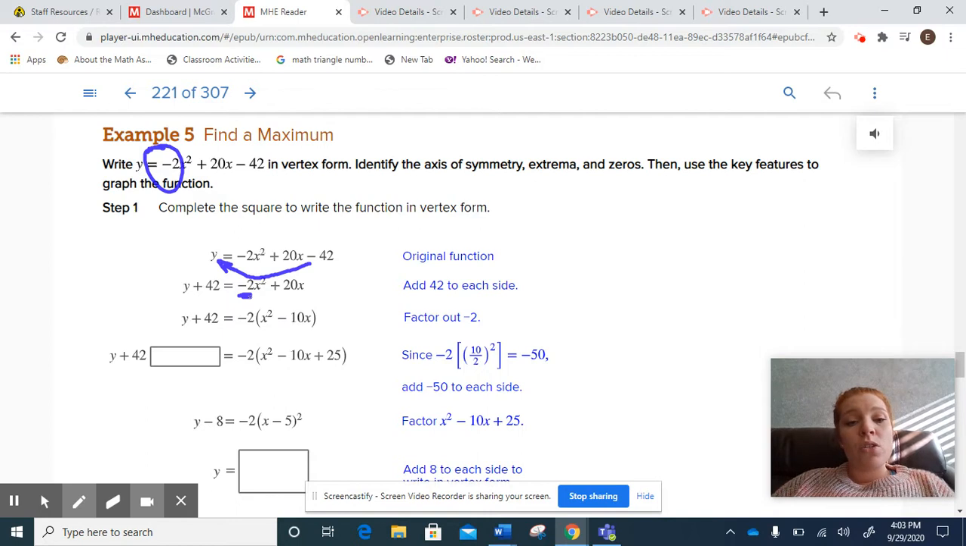I still can't complete the square if there is a number in front of x squared. So if I take the GCF of just that right side, -2 comes out, leaving behind an x squared. And then I divide the 20 by -2, and it leaves me this 10 here. Okay. From there, I create this blank where I can then complete the square. So in this case, we have -10 divided by 2 squared, which is 25.